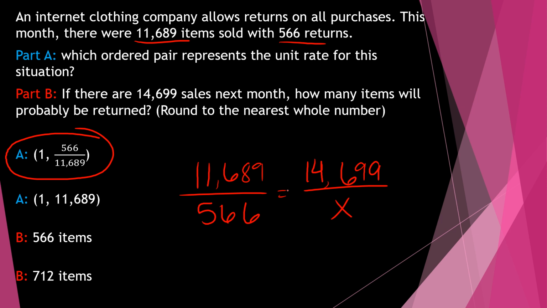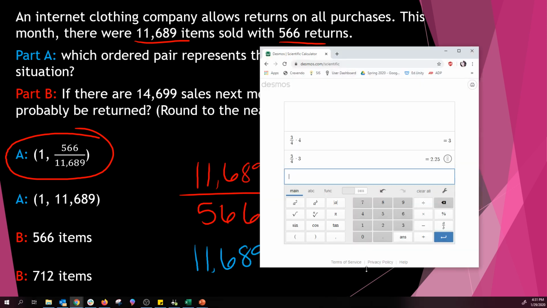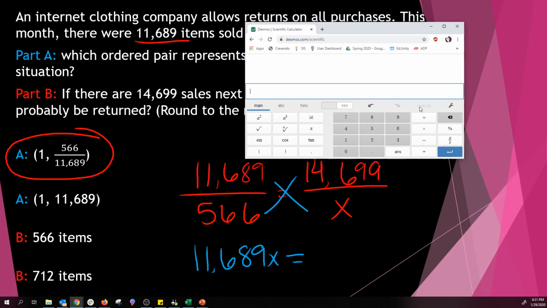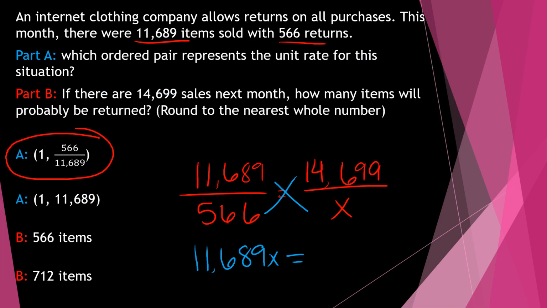From here, what we're going to do is cross multiply. Multiply diagonally. So 11,689x. And I'm going to pull up my calculator because that's probably going to give us a big number. So 14,699 times 566. So let's see, we do get a rather large number.